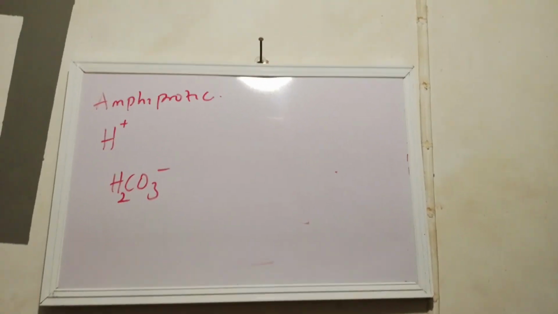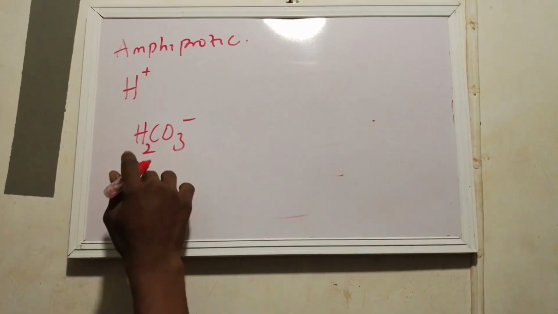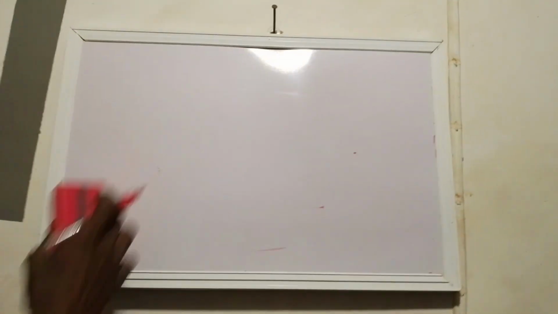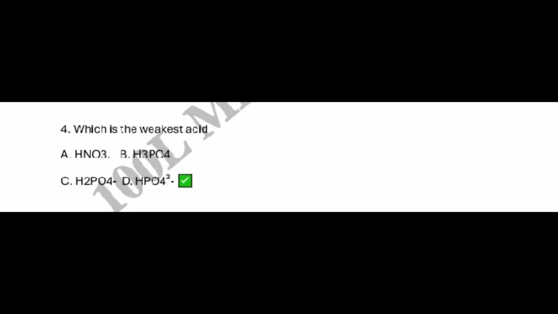So the next question is, which of these is the weakest acid? So we have trioxonitrate 5 acid. Trioxonitrate 5 acid is a strong acid. It's one of the strongest acids. So that one is out.